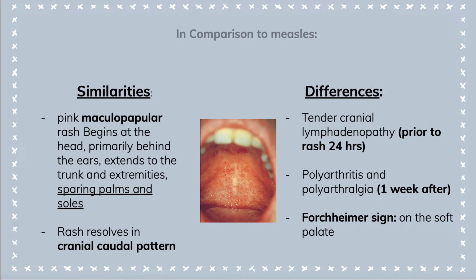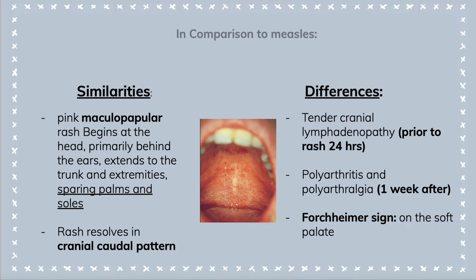And the rash usually resolves in the same pattern, which is craniocaudal. The differences between them is that usually in rubella, they have three differences. They come with tender cranial lymphadenopathy before the rash in 24 hours. They come with polyarthritis and polyarthralgia after the rash in 1 week.